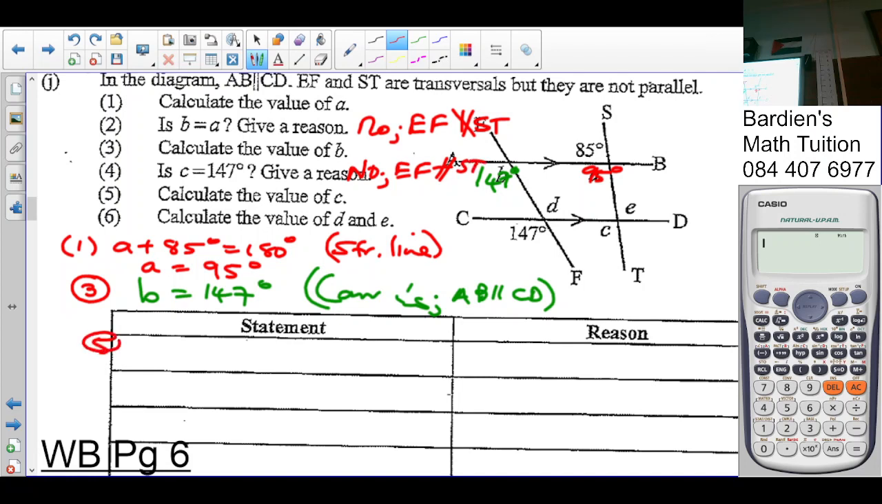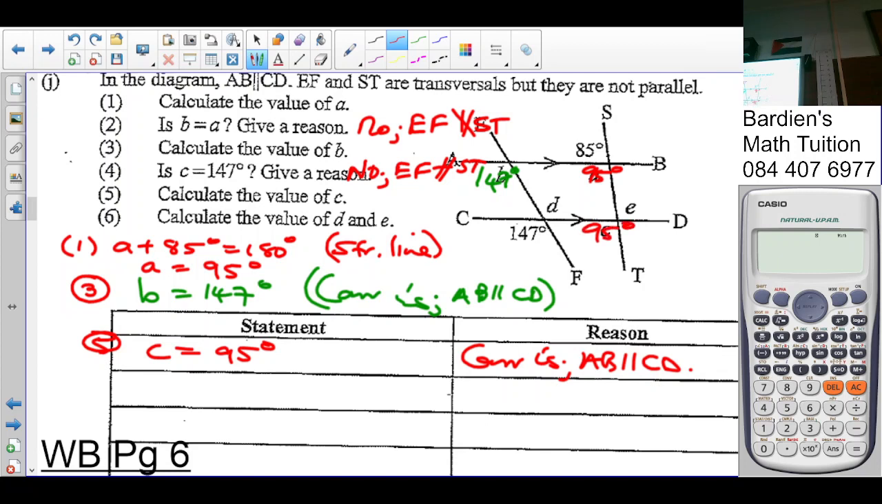Number 5. Calculate the value of C. What's the value of C? 95. Why? Can you see that F being formed there? So angle C is equal to 95 degrees. Why? Corresponding angles with AB being parallel to CD. That's 95.